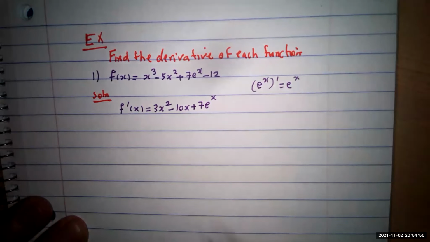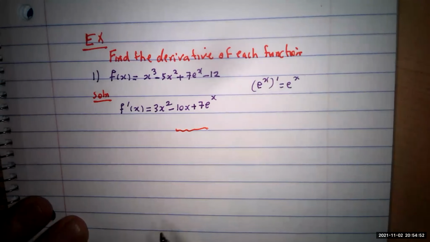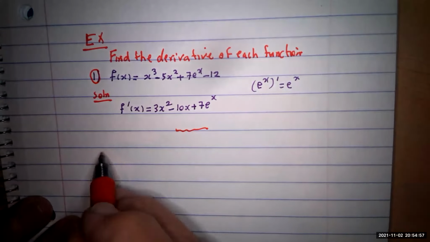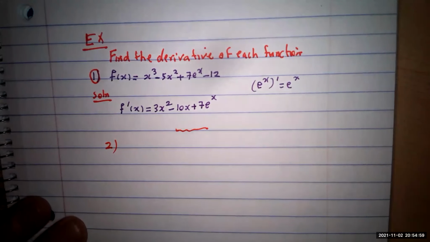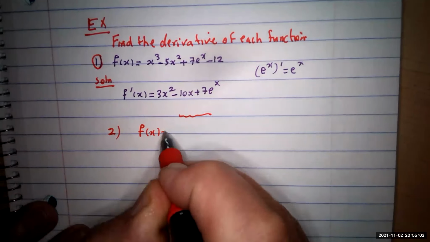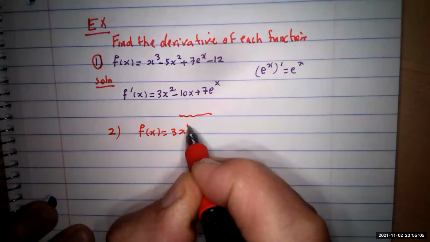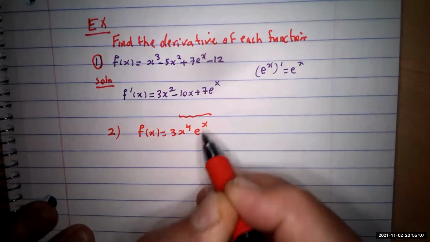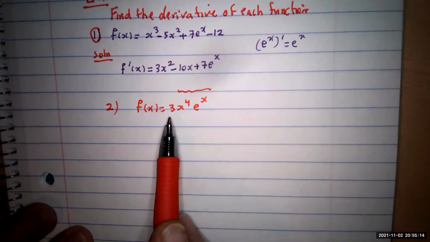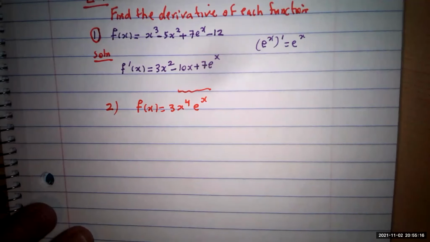Okay. What is going to be the second one? So this is the first one. Now the second one, a very popular one. f of x equal to 3x to the 4th times e to the x. You see, this is a product of two functions, so you have to apply the product rule.